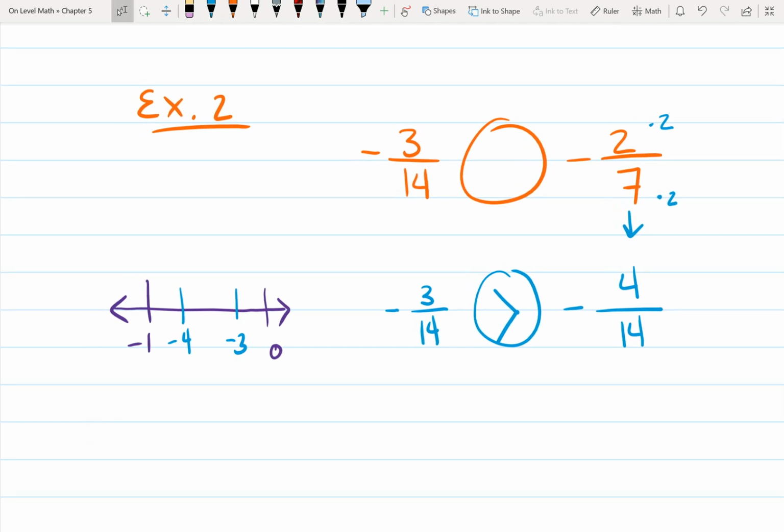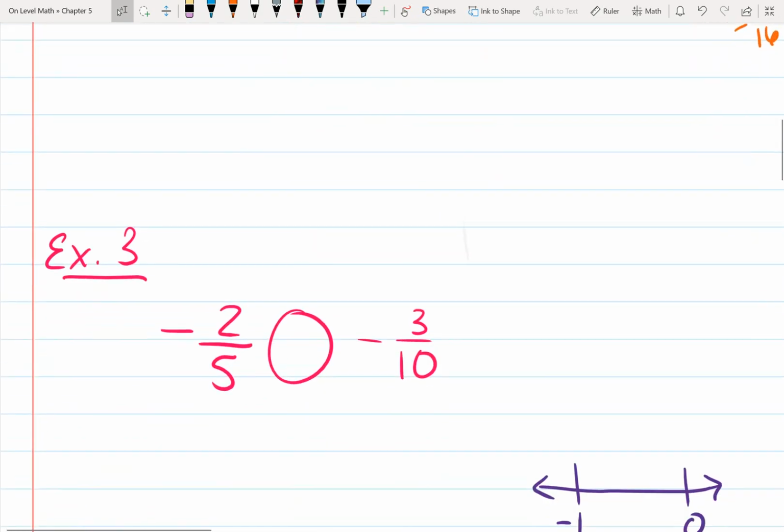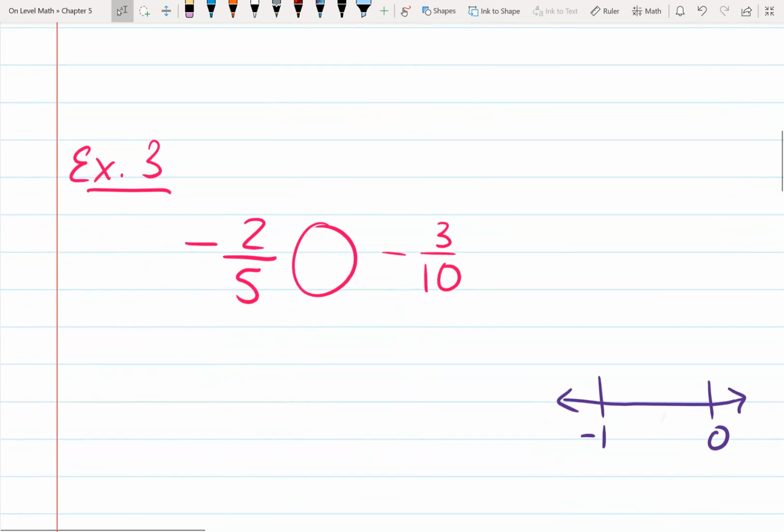Alrighty, example 3. Again, I've got two fractions, and they're both negative, so I immediately draw my little number line.